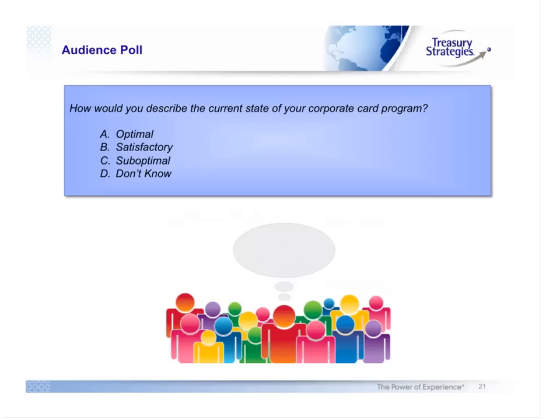So let's do another audience poll. How would you describe the current state of your corporate card program? Would you describe it as optimal, satisfactory, suboptimal? And you can vote now. We'll wait about 15 or 20 seconds to get the poll results. And after we get our poll results, we're going to talk about 3 key takeaways in each of the 3 subject areas of our webinar regarding merchant card processing, data security, and payment cards.